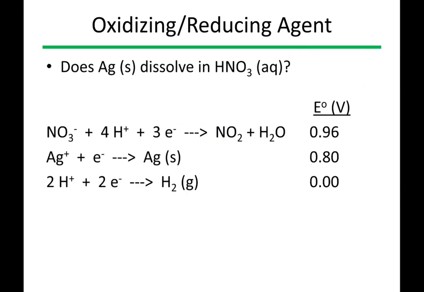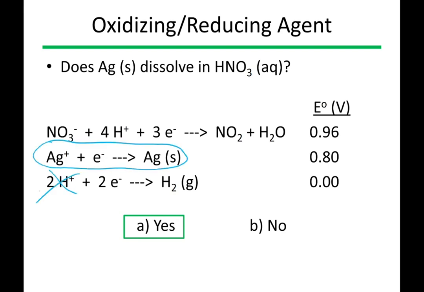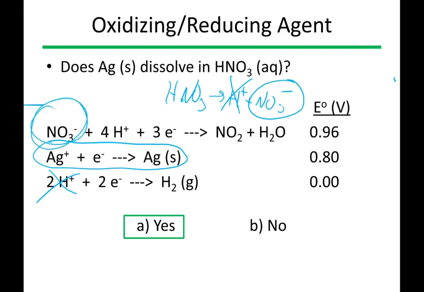Okay, how about silver dissolving in nitric acid? And the answer to this one is yes. So remember, we're still looking at this equation. We know that H+ is not strong enough, but HNO3 dissolves to make H+ plus NO3-. So the H+ is not strong enough, but if we look at the NO3-, we can see it appears here as an oxidizing agent, and it appears above silver. So nitric acid can dissolve silver solid because the nitrate will act as an oxidizing agent to convert the silver to Ag+.